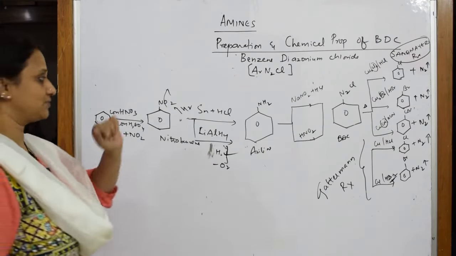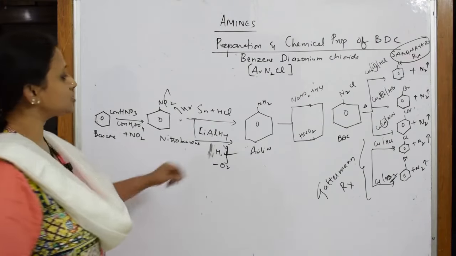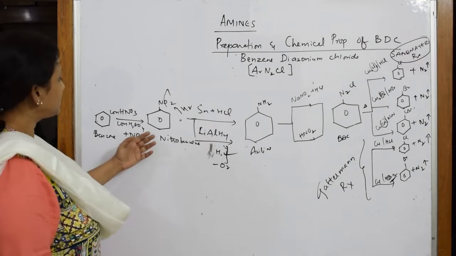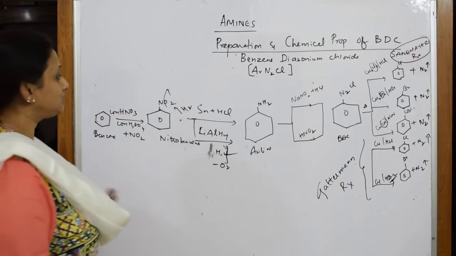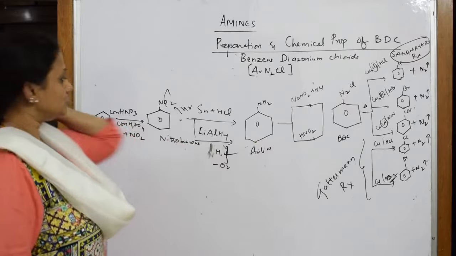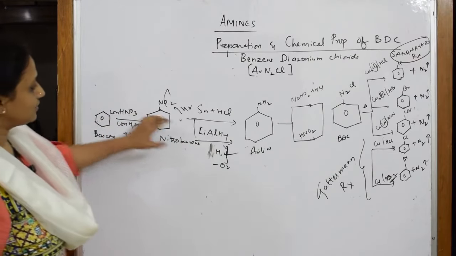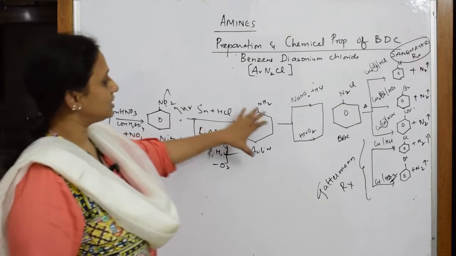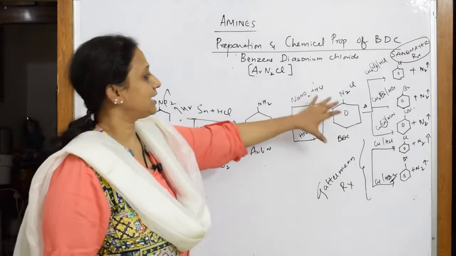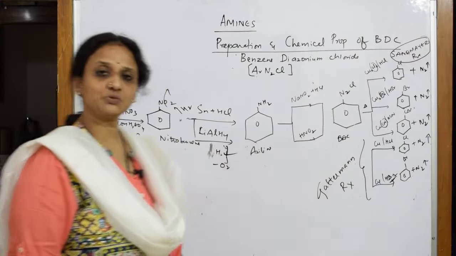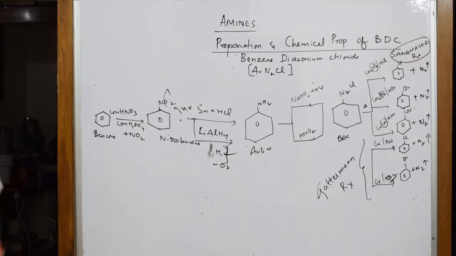Whenever you have to prepare your BDC, try to take this. Why did I do this? Conversions: convert benzene to BDC, convert nitrobenzene to BDC, convert aniline to BDC. So this is your sequence. See, very simple. With the reducing agent, aniline, I am getting BDC. Finally, let us again meet with the next set of reactions.